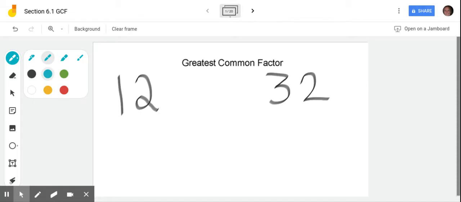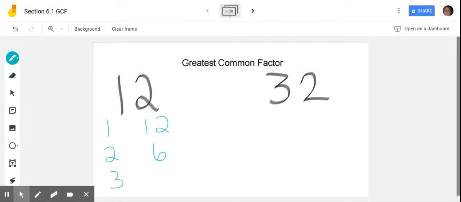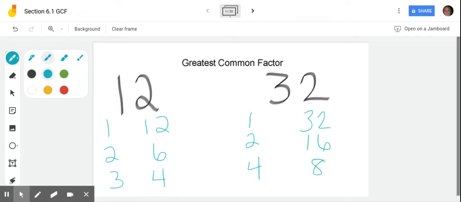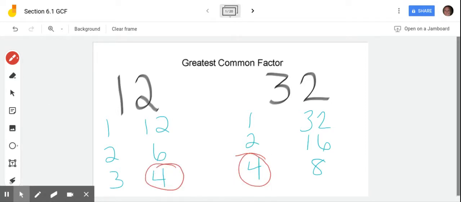So I'm going to list all their factors. Factors of 12 are 1 and 12, 2 and 6, and 3 and 4. Factors of 32 are 1 and 32, 2 and 16, and 4 and 8. So if I look at all those numbers, the biggest number that they have in common is 4. So the greatest common factor, or GCF, is 4.